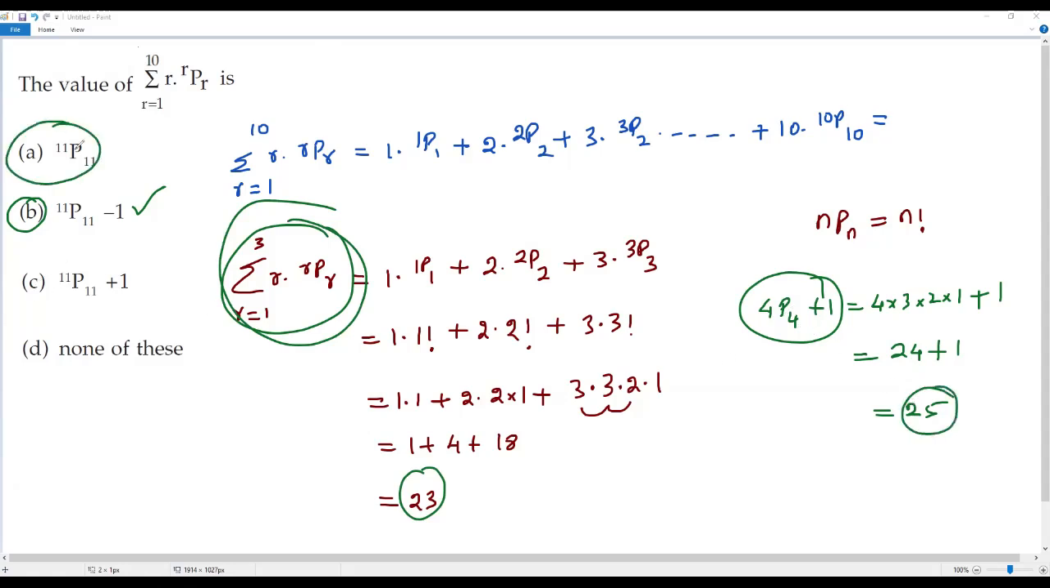So the expressions in answer choice A and C are not equal to this one. The expression in answer choice B, that is 11p11 minus 1, is equal to this. So the correct answer choice for this question is B.